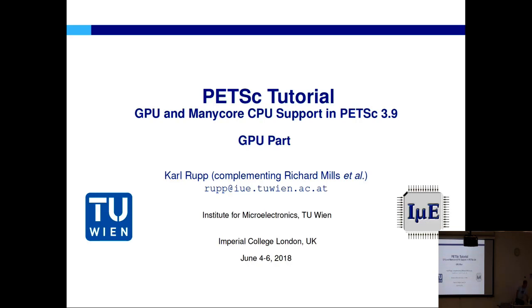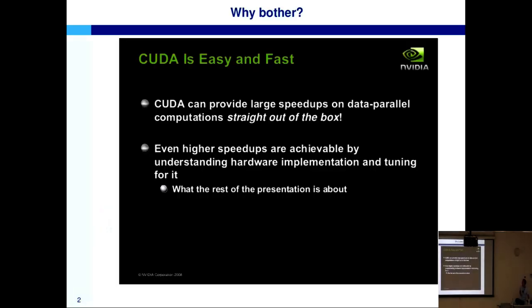All right, so it's PETSc 2018. I found this very nice slide from 2008, from the early days when GPUs came out. CUDA can provide large speedups on data parallel computations straight out of the box. Even higher speedups are achievable by understanding hardware implementation and tuning for it. That is what the rest of the presentation is all about. So it should be pretty easy. I mean, it's 10 years since CUDA came out, or probably 12 years, so we should have a decent idea about how to do that.